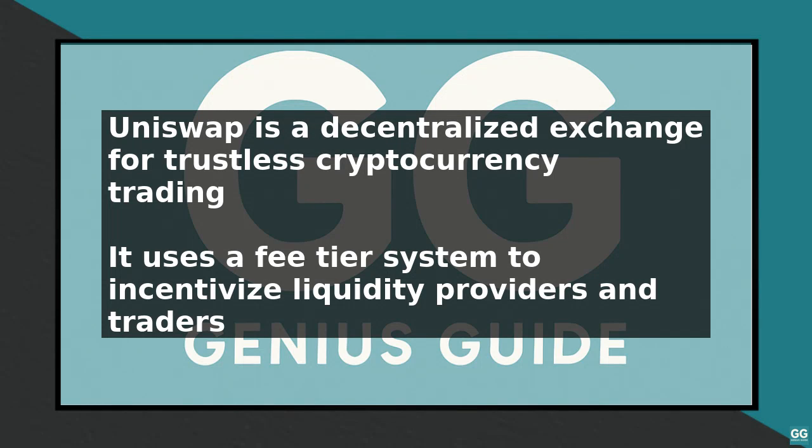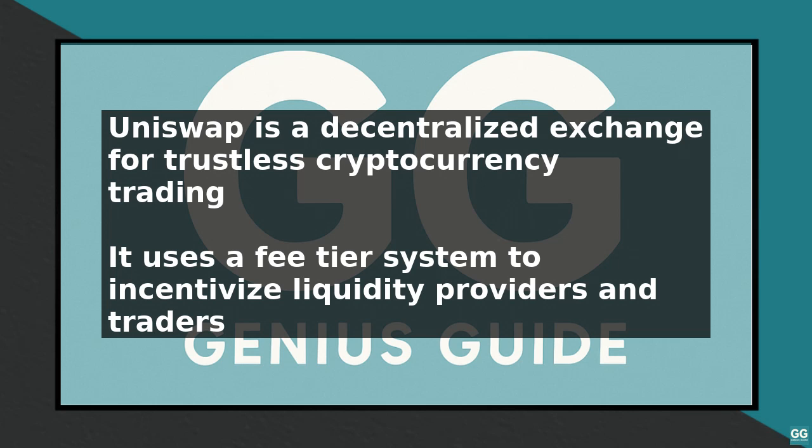To swap on Uniswap fee tier, you need to understand the basics of Uniswap and its fee structure. Uniswap is a decentralized exchange that allows users to trade cryptocurrencies in a trustless and permissionless manner. The platform uses a fee tier system to incentivize liquidity providers and traders.